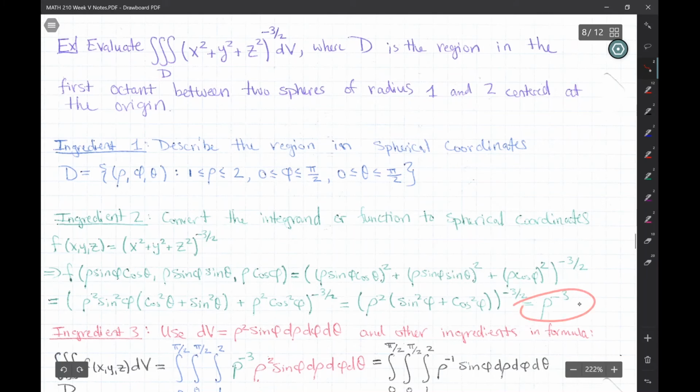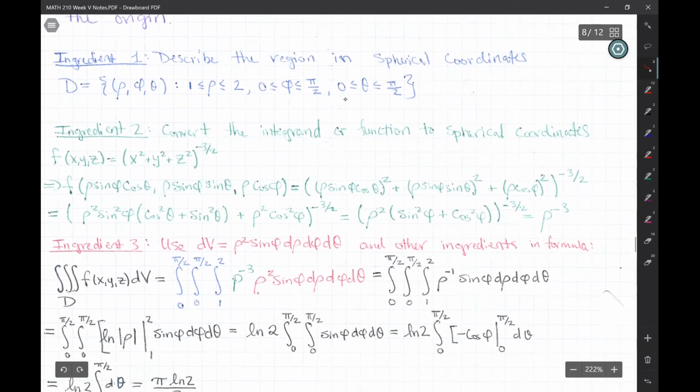And notice then that the function is decreasing as you move farther away from the origin. So if red had a lower value than blue, and we wanted to represent this function in 3 dimensions using color, this region of integration D would look redder as we move away from the origin. Okay, so we converted our function.